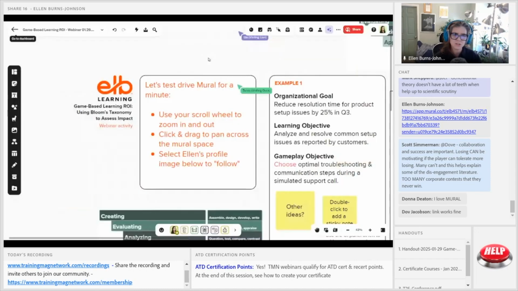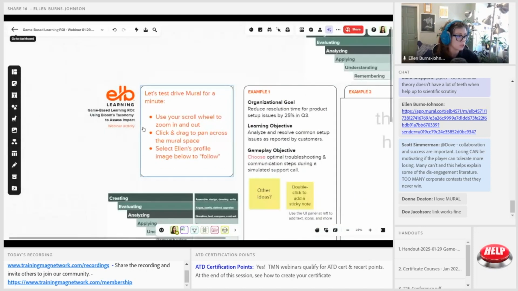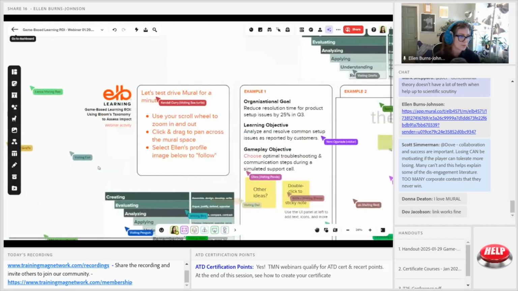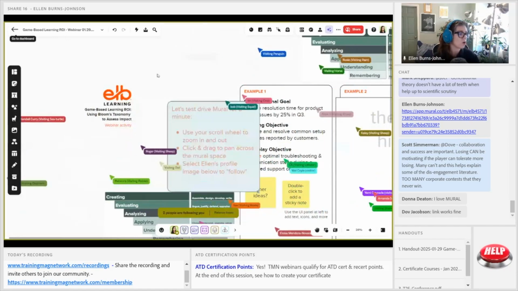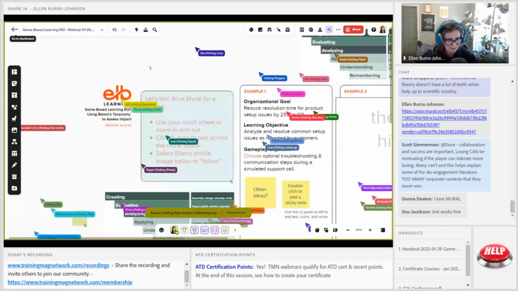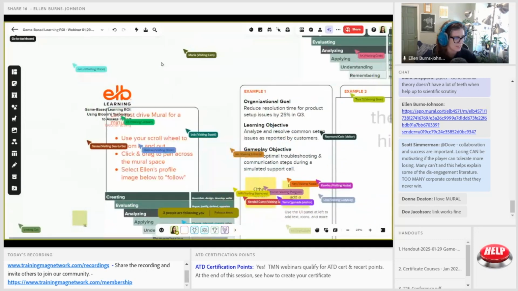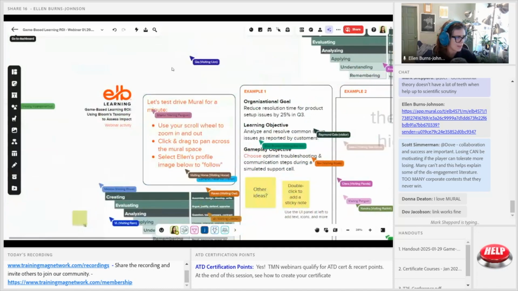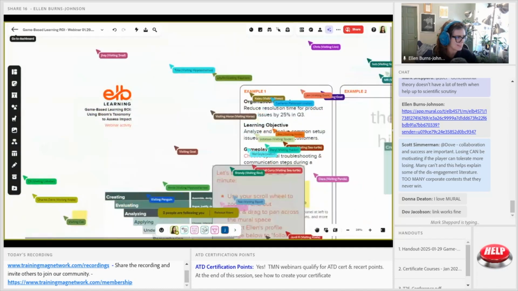Okay, so let's test drive Mural for a little bit. You can use your scroll wheel if you're on a desktop to zoom in and out. If you are on a laptop with a trackpad, then it's going to give you different prompts for the user experience. There are so many of you. Mural says they can host up to 1,000 simultaneous participants. I think we're going to give it a run for its money today. Oh, someone figured out they can move something. I better lock it. No, bring it back.